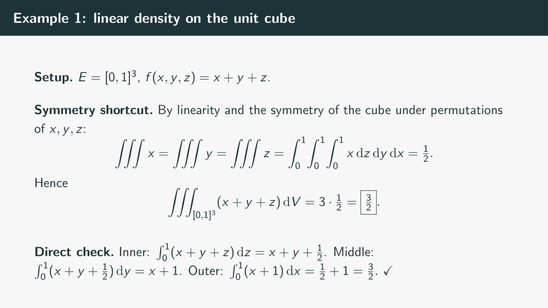Innermost integral over z, the integral from 0 to 1 of x plus y plus z, dz, equals x plus y times z plus z squared over 2, evaluated from 0 to 1, equals x plus y plus 1/2. Middle integral over y, the integral from 0 to 1 of x plus y plus 1/2 dy, equals x plus 1/2 times y plus y squared over 2 at 1 equals x plus 1. Outer over x, the integral from 0 to 1 of x plus 1 dx equals 1/2 plus 1 equals 3/2. Matches. The symmetry path saves you most of the algebra.